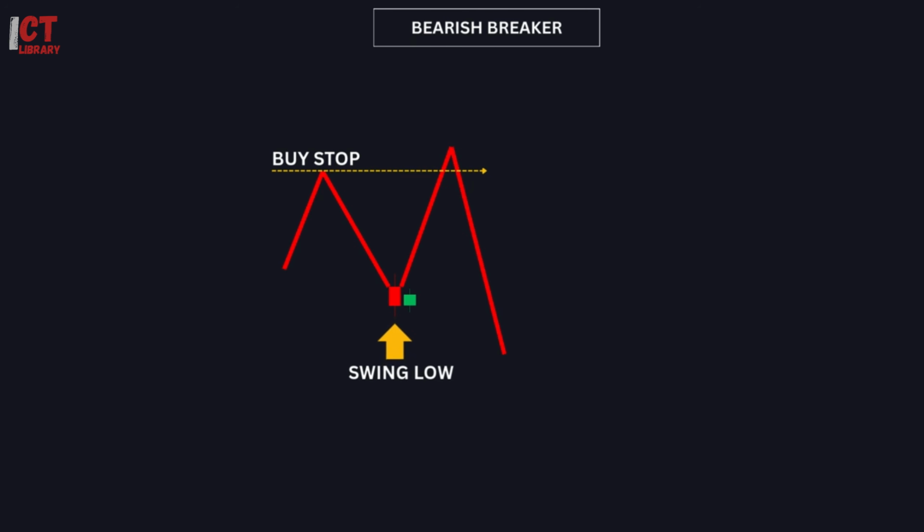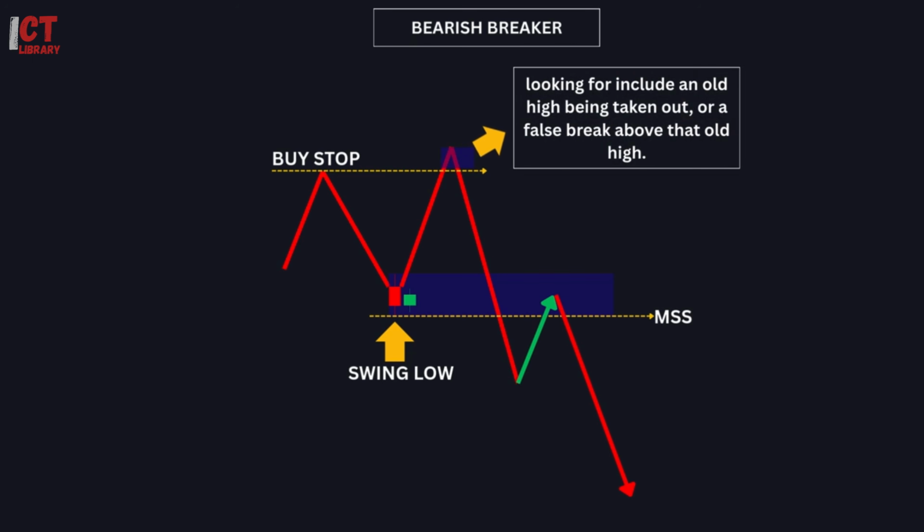After that occurs, we focus our attention on the swing low that formed between the two highs. We then observe a market structure break and price retraces back toward that swing low. That level forms the bearish breaker. From there we anticipate the formation of another low as a new leg of price moves downward. The key elements we are looking for include an old high being taken out, or a false break above that old high. This run on stops indicates that buyers have been trapped long.